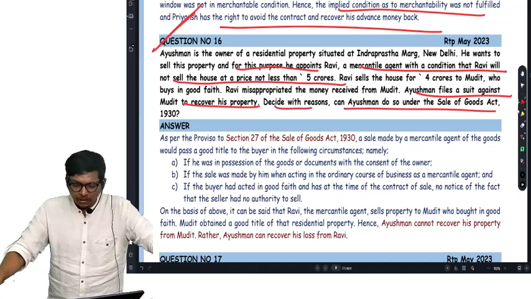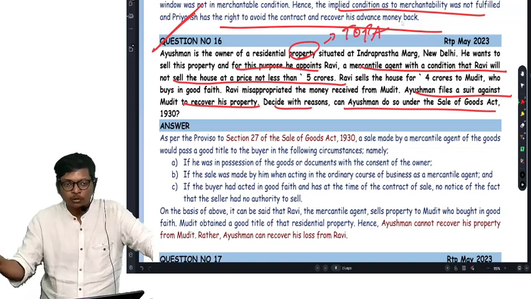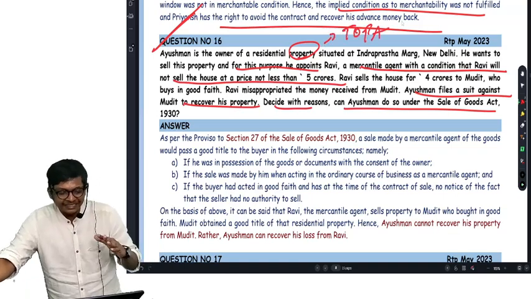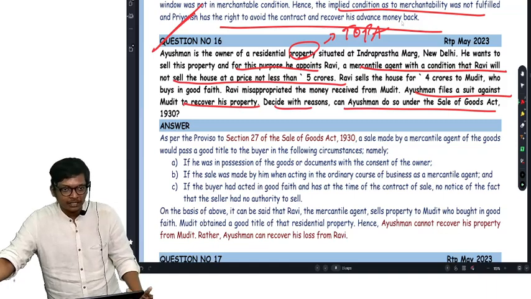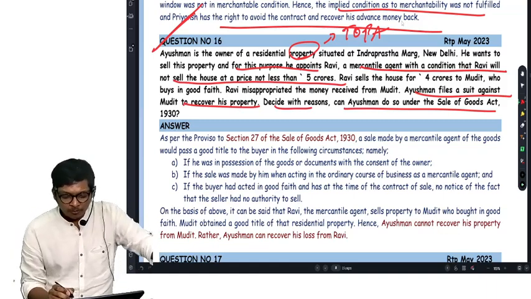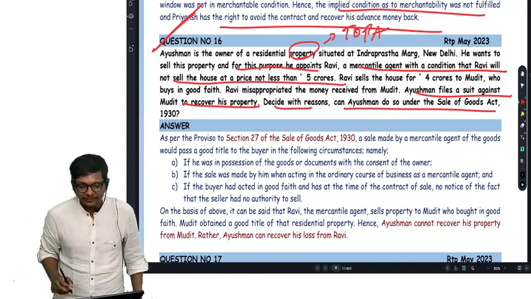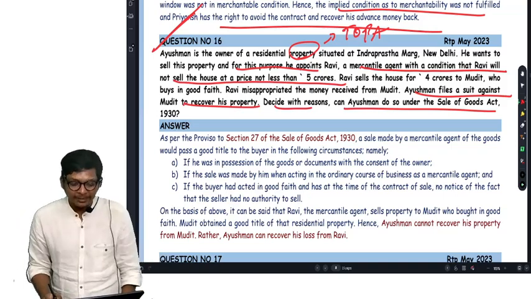Correct. Actually, if you see property, it is an immovable property, so the Transfer of Property Act applies. But here they are answering as if it is movable. That also you can write. So Ayushman, owner of a residential property in Indraprasad, New Delhi, wants to sell his property. He appoints Ravi, a mercantile agent, for sale by agent.